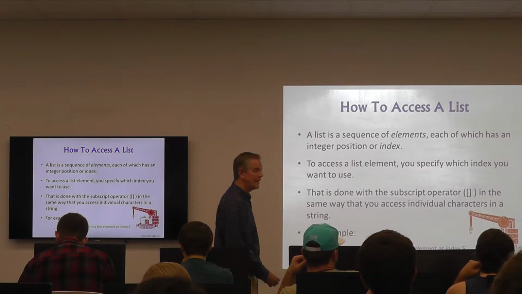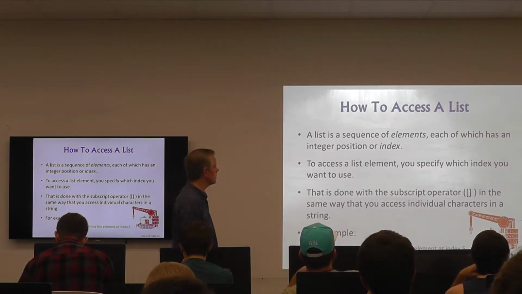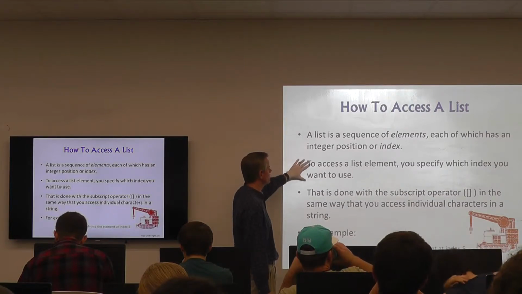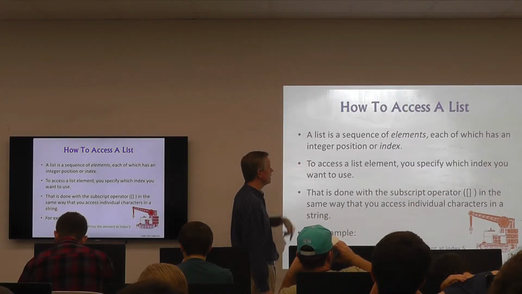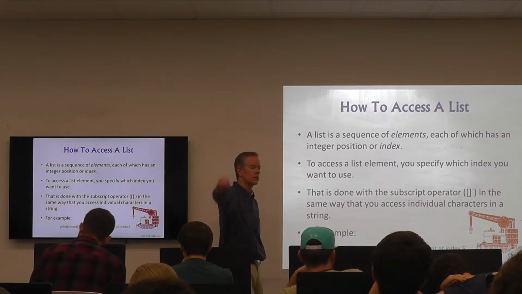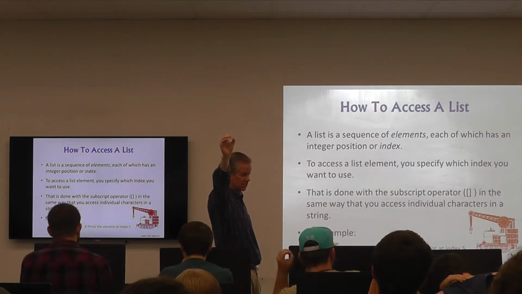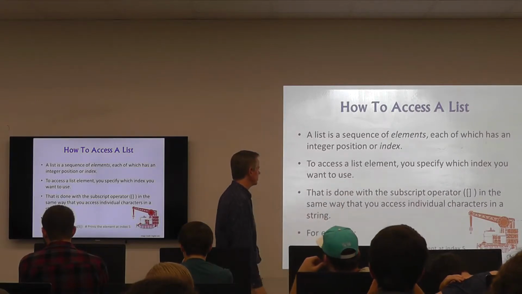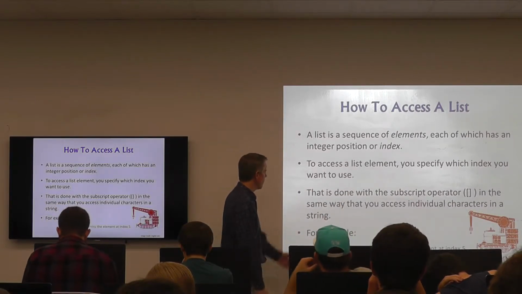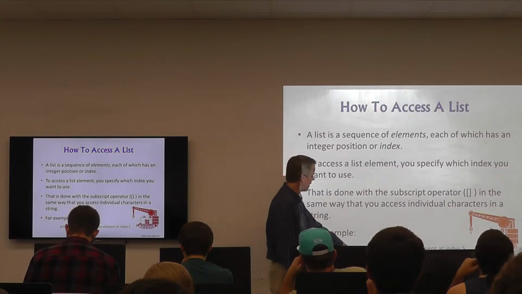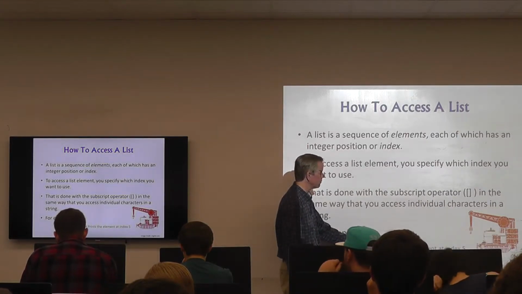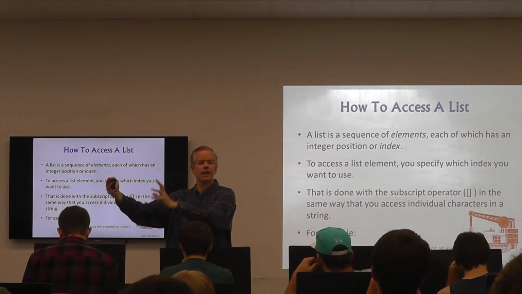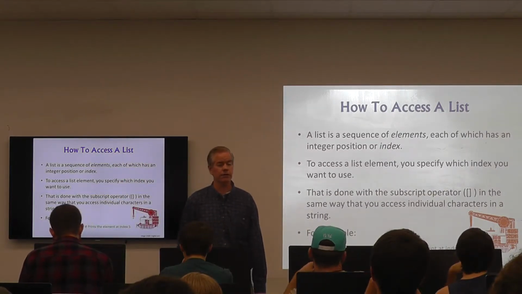So how do you get to the stuff that's stored in the list? A list is a sequence of elements, each of which has a position or an index. To access a list element, you specify which index you want to use. An index starts at what? 0. This is done with the subscript operator, square brackets, in the same way that you access characters in a string. For example, print values[5]. If I have a list, it would print the 5th thing on that list. Actually, really, it would print the what on the list?